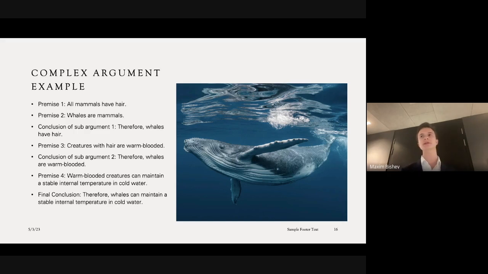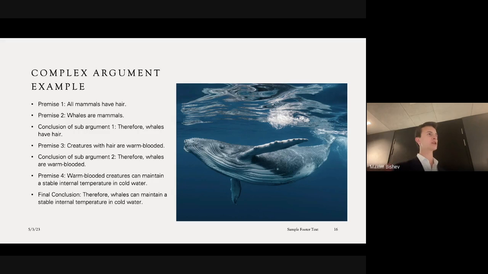Deduction is much easier because you already have the inductive generalizations. So for example, here an inductive generalization is all mammals have hair. All S is P. All subject has predicate. The subject is the thing you're talking about. The predicate is the characteristic or property you are ascribing to the subject. So hair is the predicate, or having hair is the predicate. Mammals are the subject. So we go, all mammals have hair. Whales are mammals. And then we have a conclusion, therefore whales have hair.